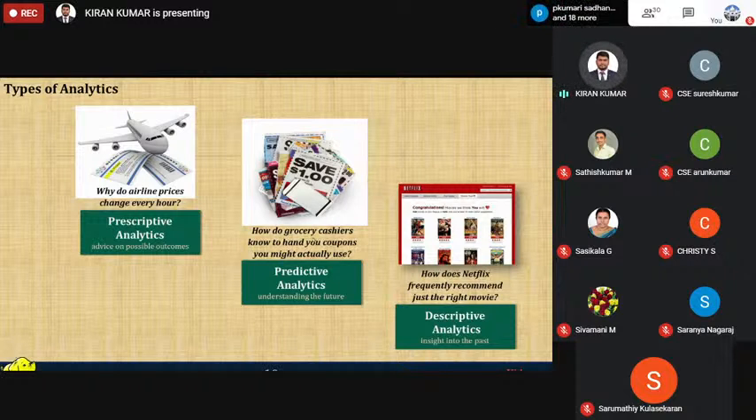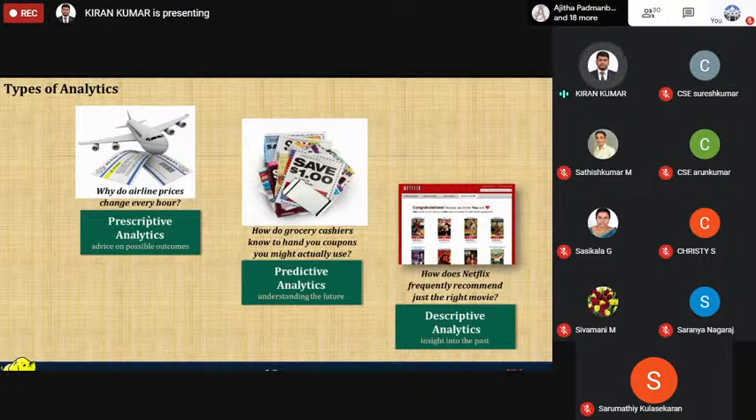And here you can see one more example for prescriptive analytics. For prescriptive analytics, one example is airline prices. They are not static, they are dynamic, and they change very frequently. How does it happen? Purely based on analytics. So let us take one example.